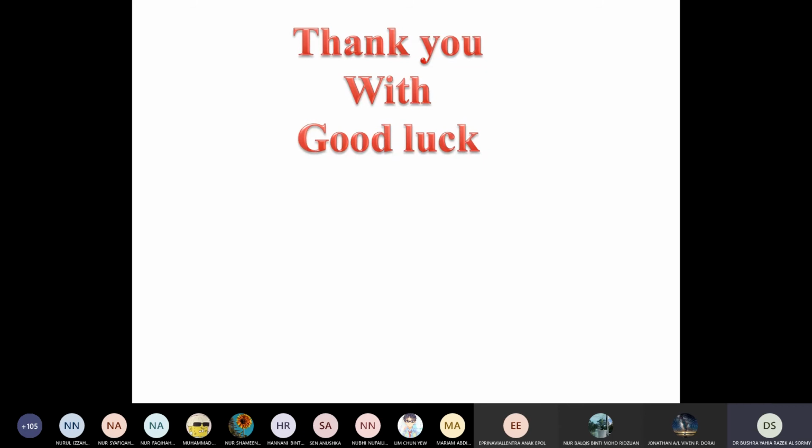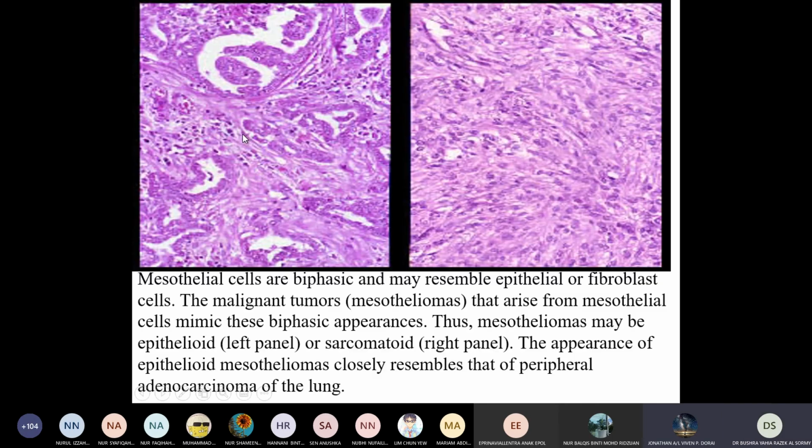Doctor, mesothelioma only happens in the pleura, right? Yes, in the pleura. It's a tumor of the pleura, but it can invade the lung tissue. So sometimes when we do bronchoalveolar lavage, you can see malignant mesothelial cells. They have microvilli.